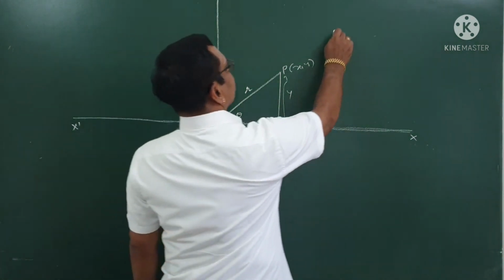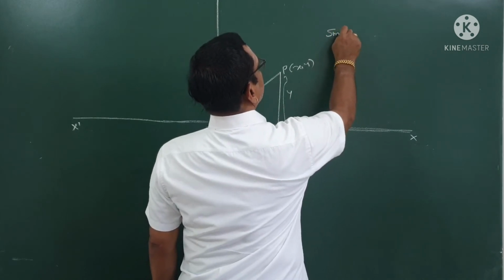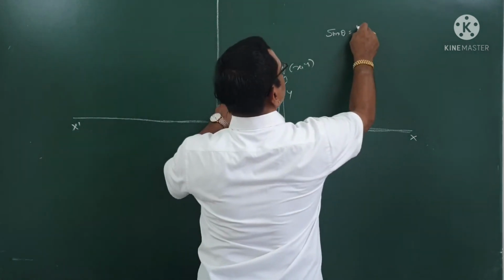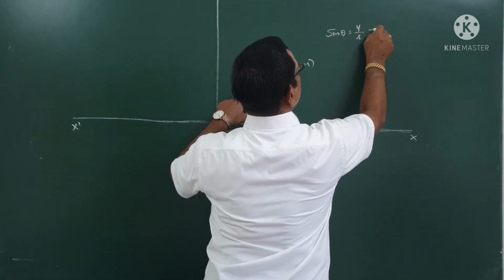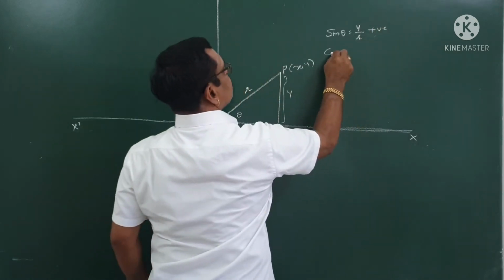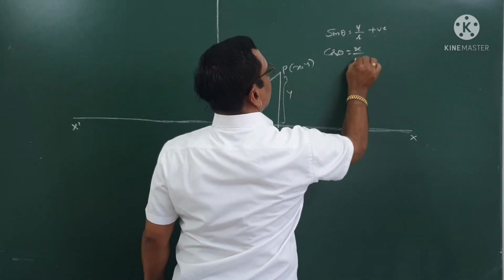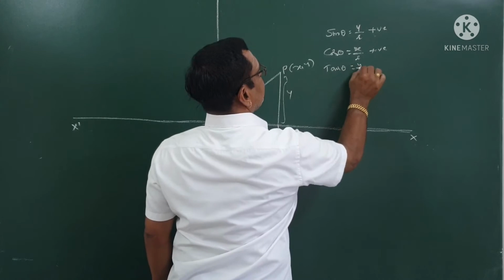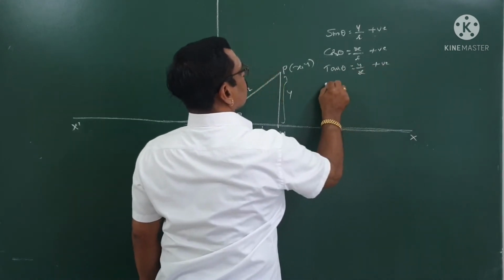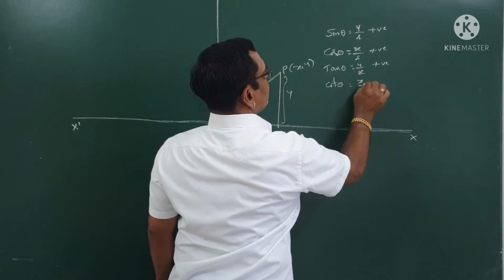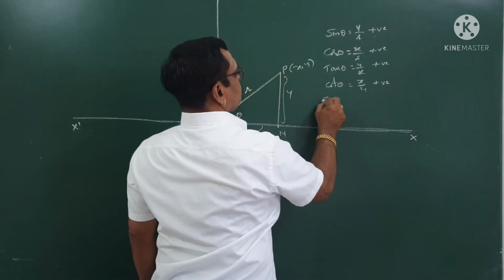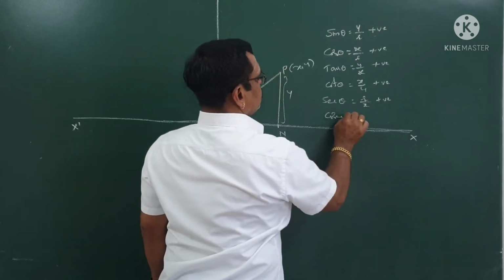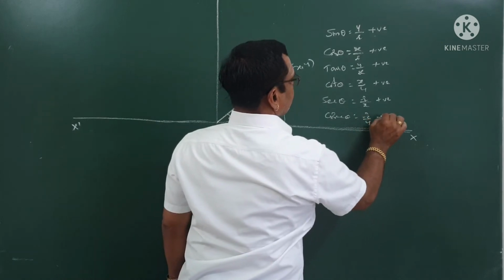Now I want to find sin theta. Sin theta is y by r, and this is positive. Cos theta is x by r, this is also positive. Tan theta, y by x, positive. Cot theta, x by y, positive. Secant theta, r by x, positive. Cosecant theta, r by y, is positive.